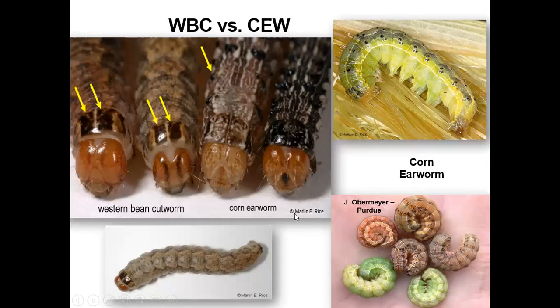So if we want to compare the Western bean cutworm and the corn earworm, the Western bean cutworm has those 3 bands behind the head capsule, and the corn earworm has the double fine line and no markings on the head there.